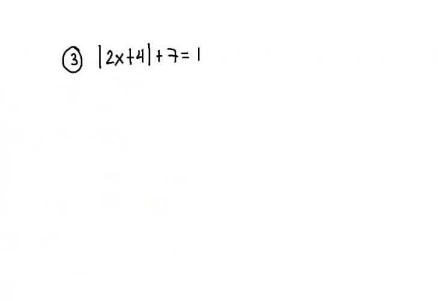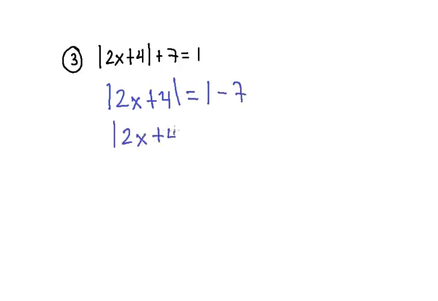Let's do another one. In this case, I need to leave the absolute value alone. This thing inside the bars needs to be alone, so this plus 7, I have to move it to subtract. So I'm going to have the absolute value of 2x plus 4 equals 1 minus 7, which will be minus 6. Then is when you split, right? But in this case, we're not going to do that. What we're going to put is no solution.